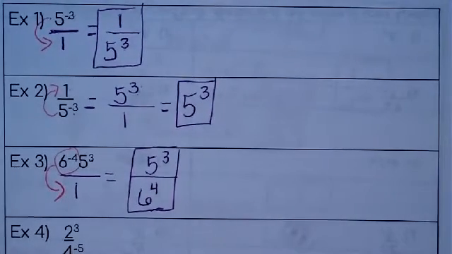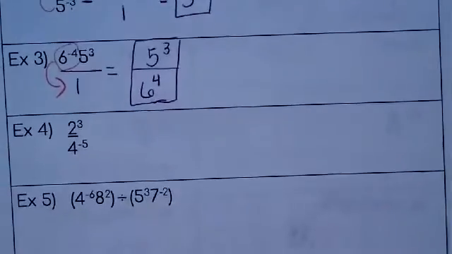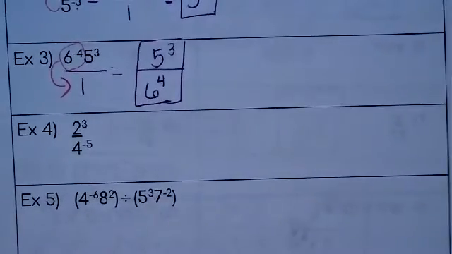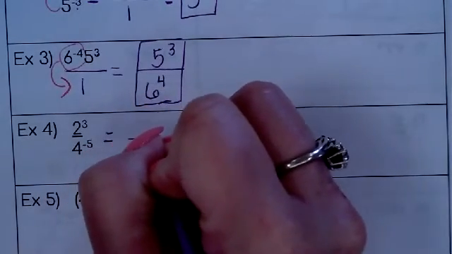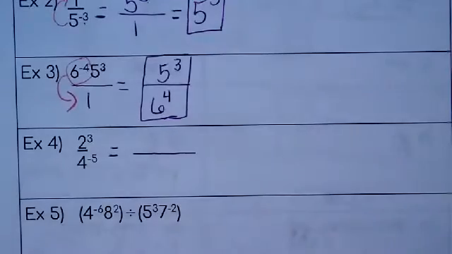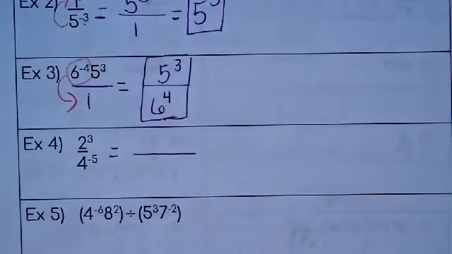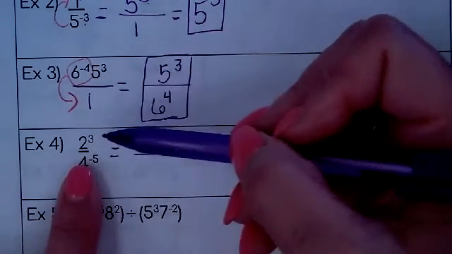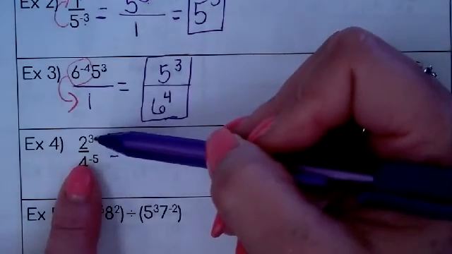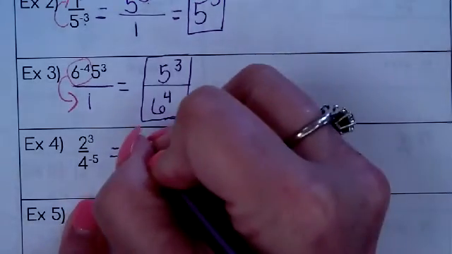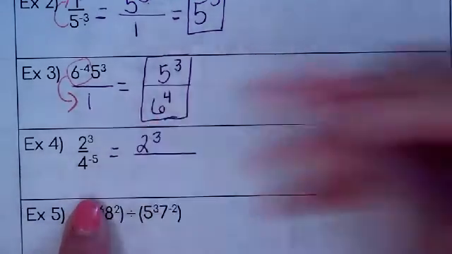Now, look at number 4. Make my fraction line right here. What I do when I'm trying to think about moving these things back and forth is I ask myself, is it positive? Does it stay? Is it negative? Does it move? So my question is, 2 to the third power, stay or move? That's a positive exponent. It stays.